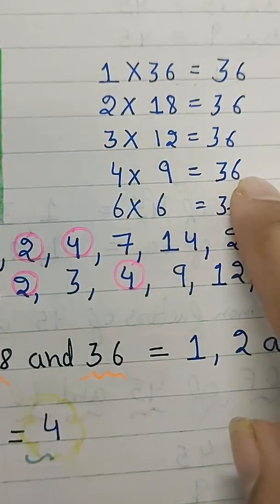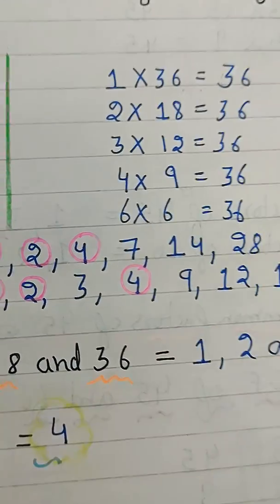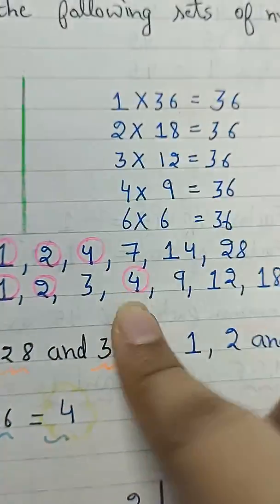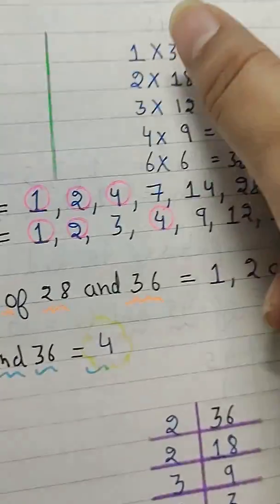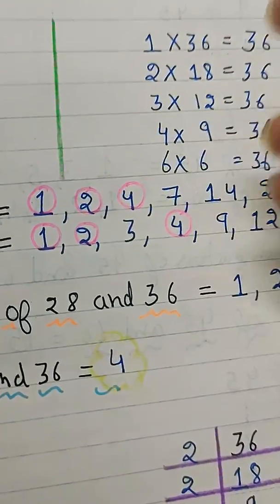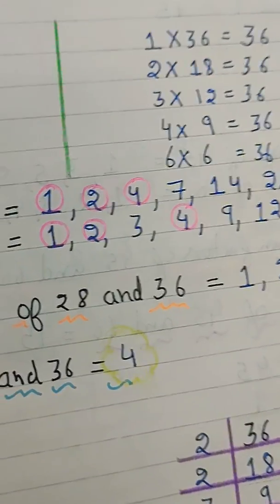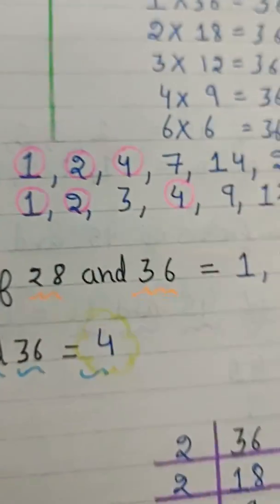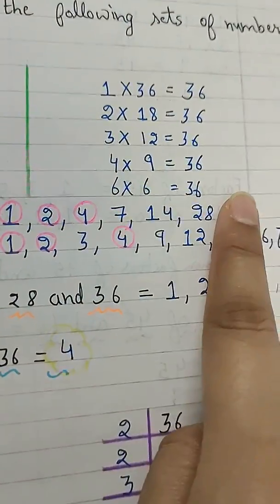Now we have to check whether any other number is left. Yes, we have 6 into 6. Always check the factors till 10: 1, 2, 3, 4, 5, 6, 7, 8, 9, 10. If it comes in any table, you will get the other number also. So 6 times 6 is 36.